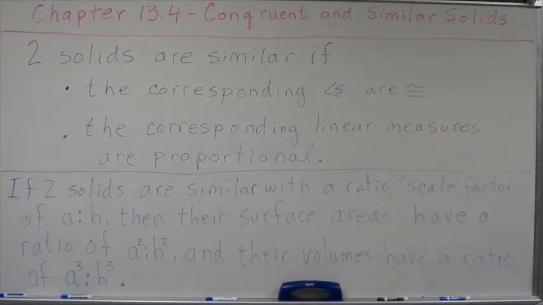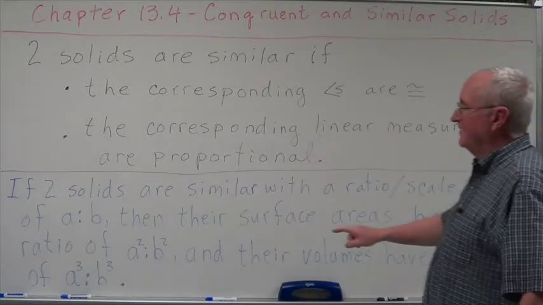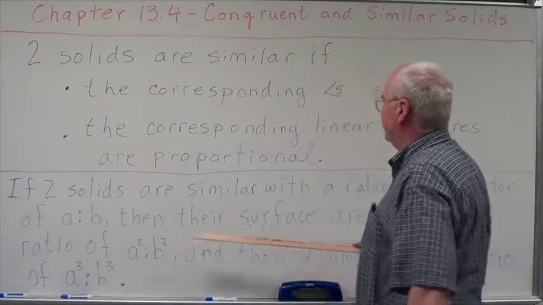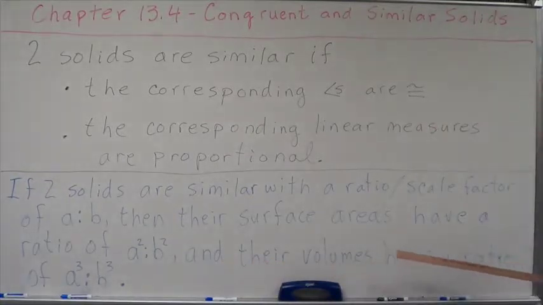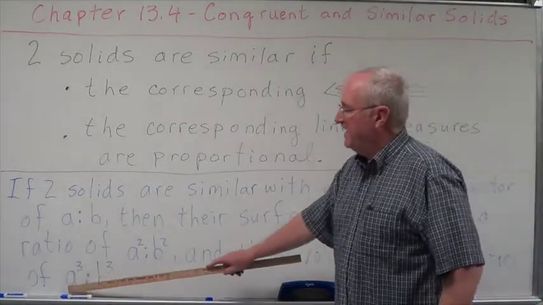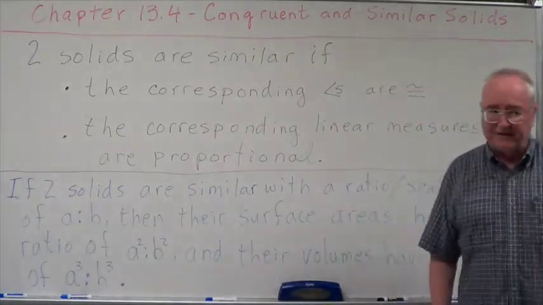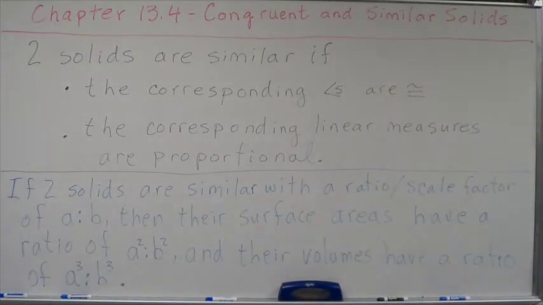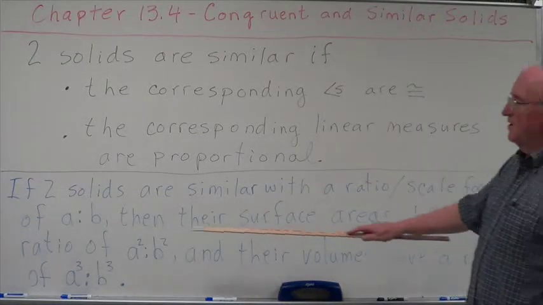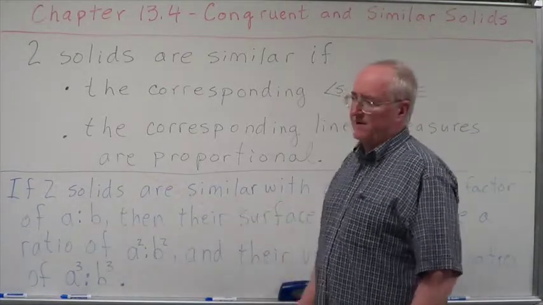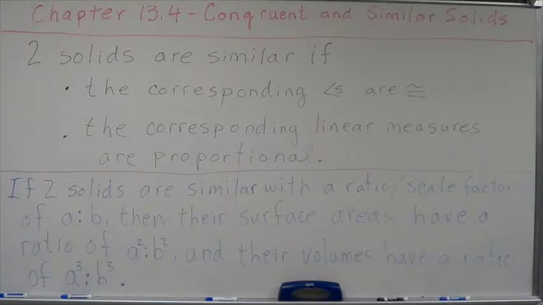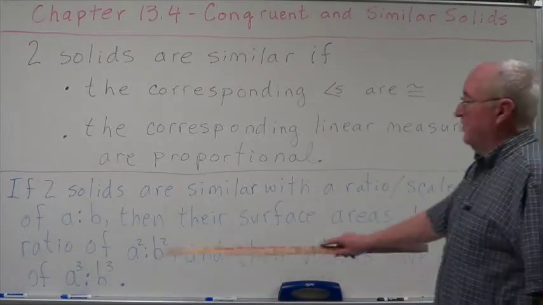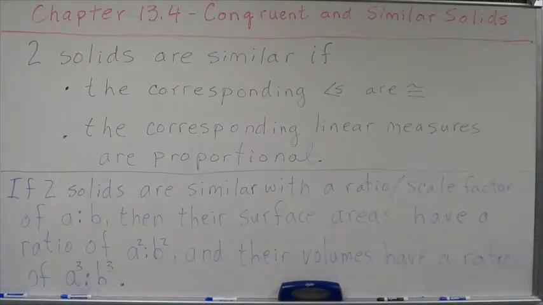Also, if two solids are similar with a ratio or scale factor of A to B, then their surface areas have a ratio of A squared to B squared. And their volumes have a ratio of A cubed to B cubed. Now think about that. That makes sense. Why? Because linear measurements are just single dimensions, A and B. What are areas? They're two-dimensional, aren't they? They have length and width. Therefore, they're squared. Inches squared, meters squared, centimeters squared, miles squared.